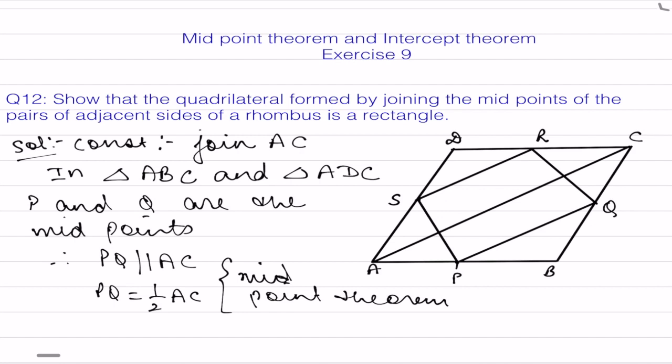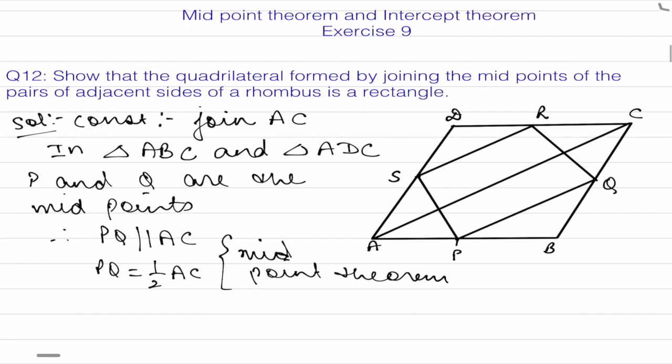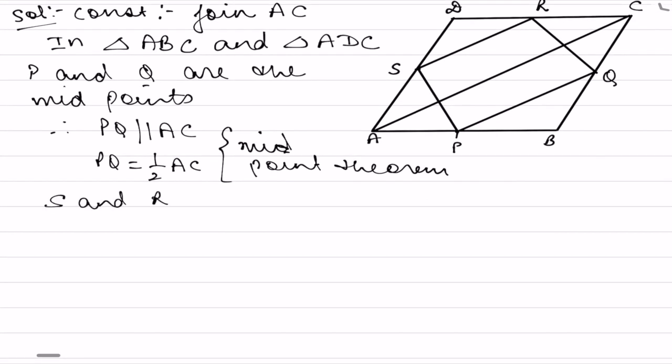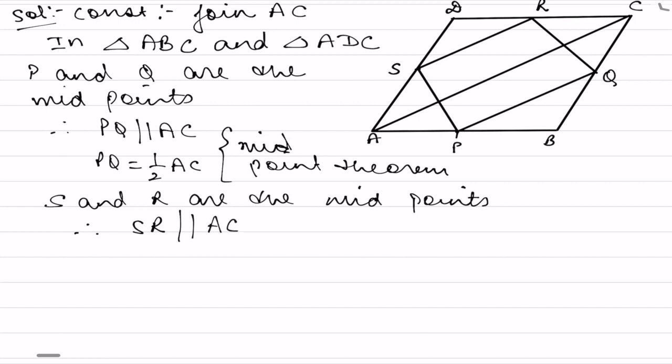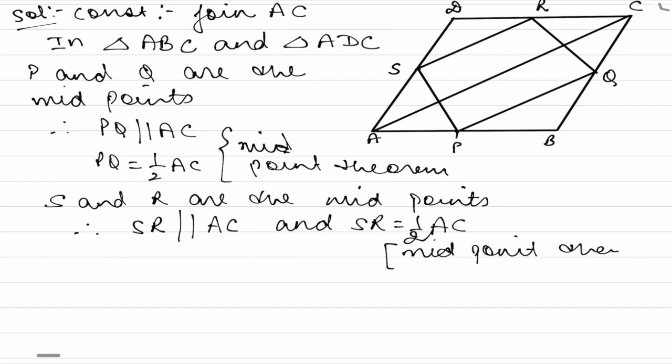Okay, now we will see the upper triangle ADC. Again S and R are the midpoints. Therefore, SR is parallel to AC and SR is half of AC. This is again by midpoint theorem. So this is your first equation. This is our second equation.